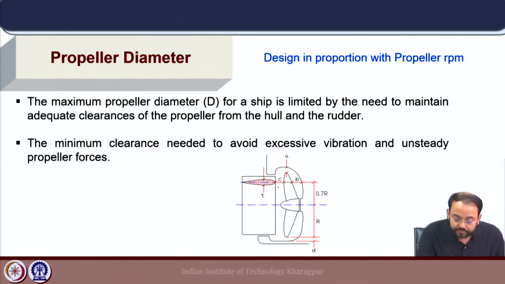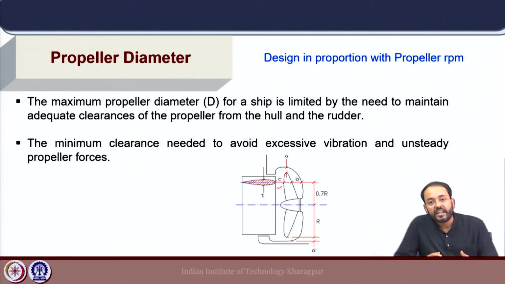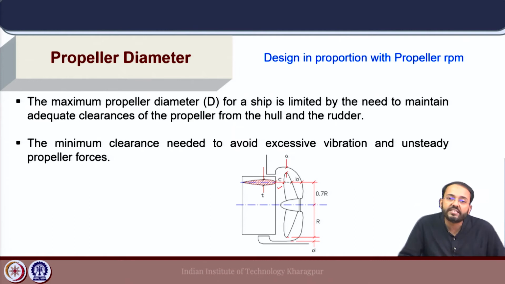Here, this distance C, because the propeller vortices which are shed from the propeller blades will interact with the rudder, and they will lead to damage of the structural material for the rudder.